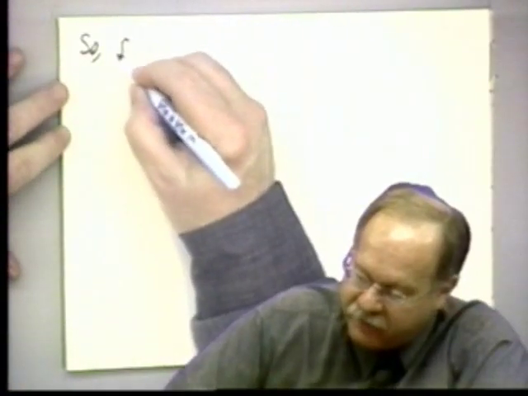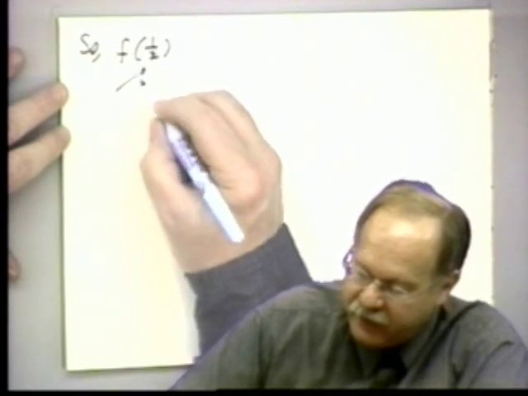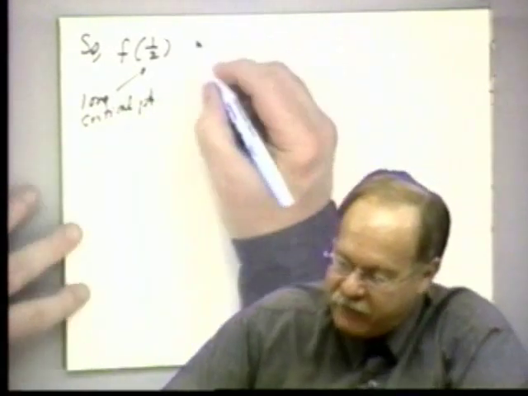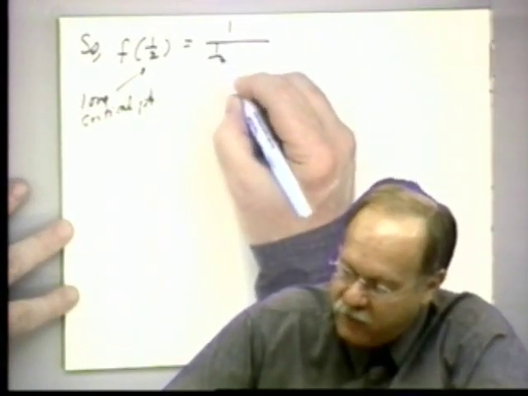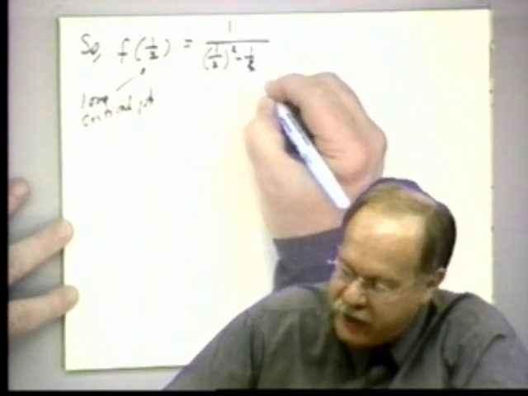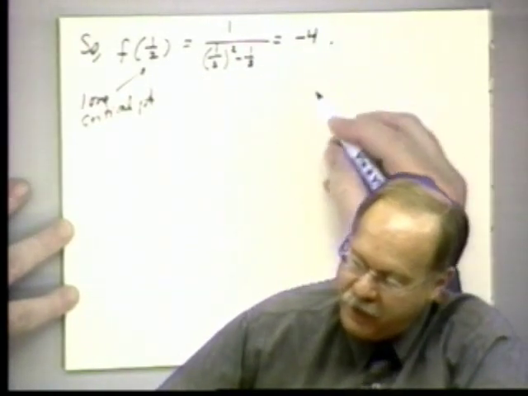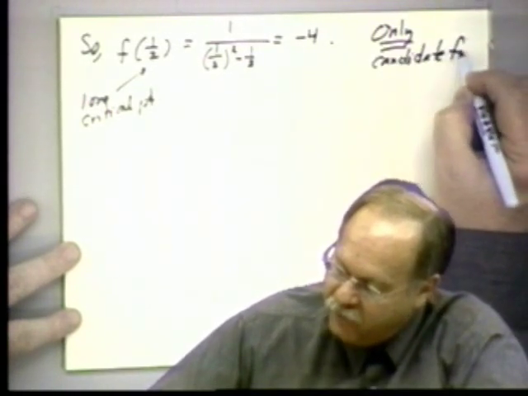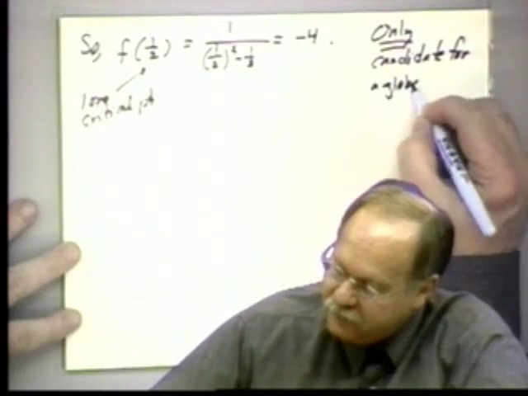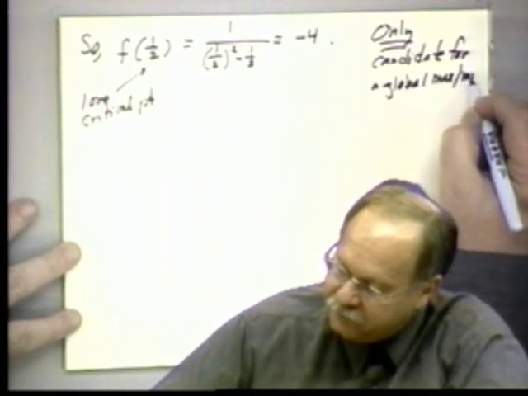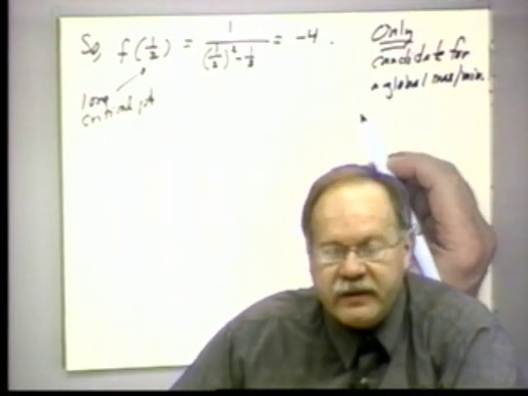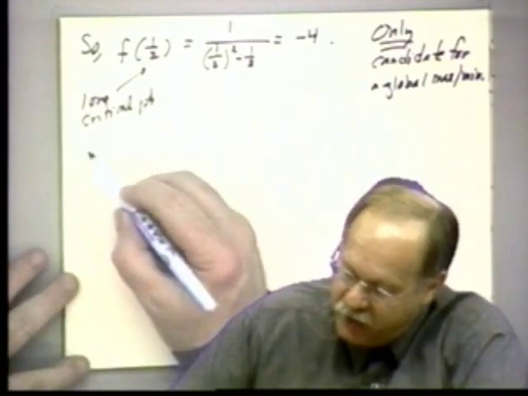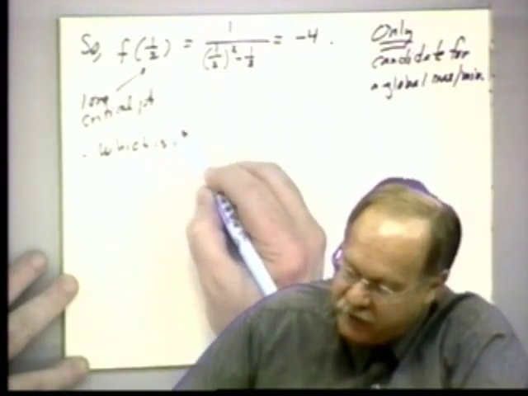So we can calculate the functional value at the critical point. That's our lone critical point. And if we do that, we get what? 1 over 1/2 squared minus 1/2, which turns out to be minus 4. So this is our only candidate for a global max or min. But which is it? Is it a global max or a global min? Or possibly neither? So the question we ask ourselves is, which is it?